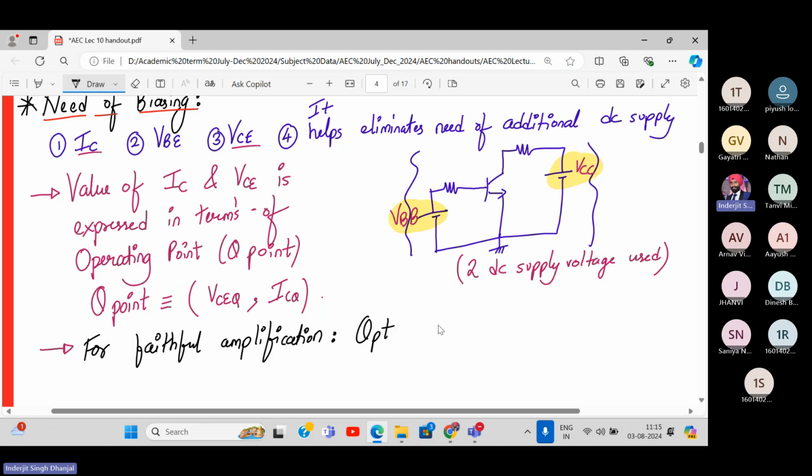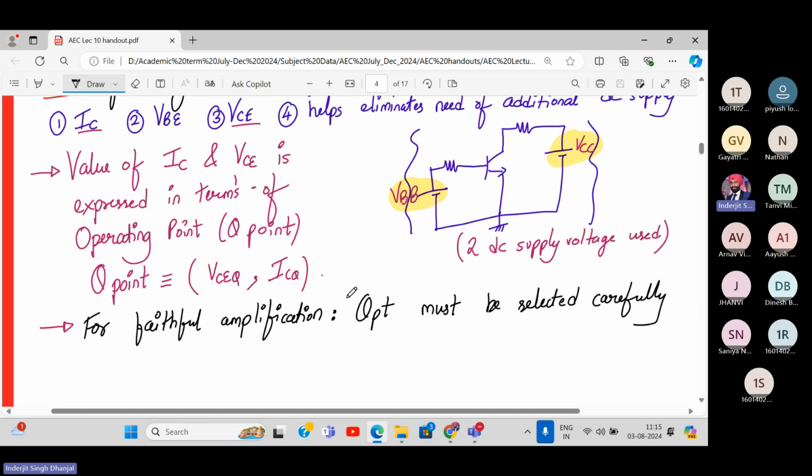What do you mean by that? We'll come to it right away. Q point must be selected carefully. All right. Now, where is this Q point on the characteristics? We'll see now.